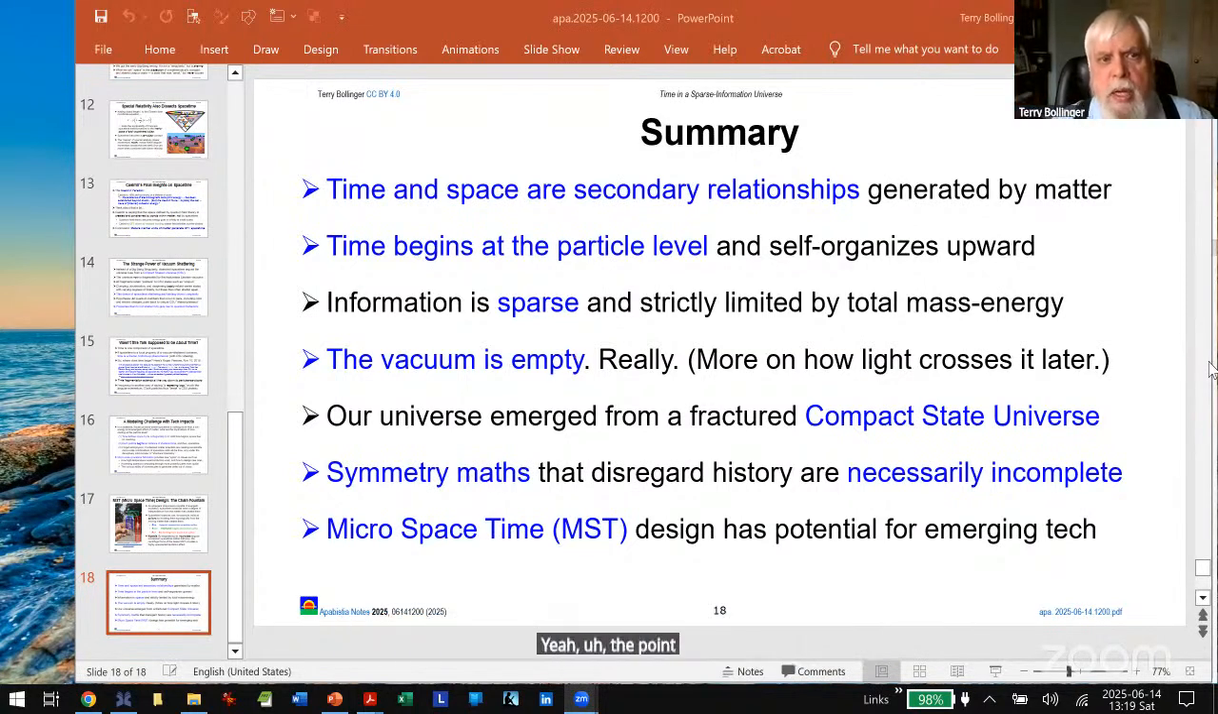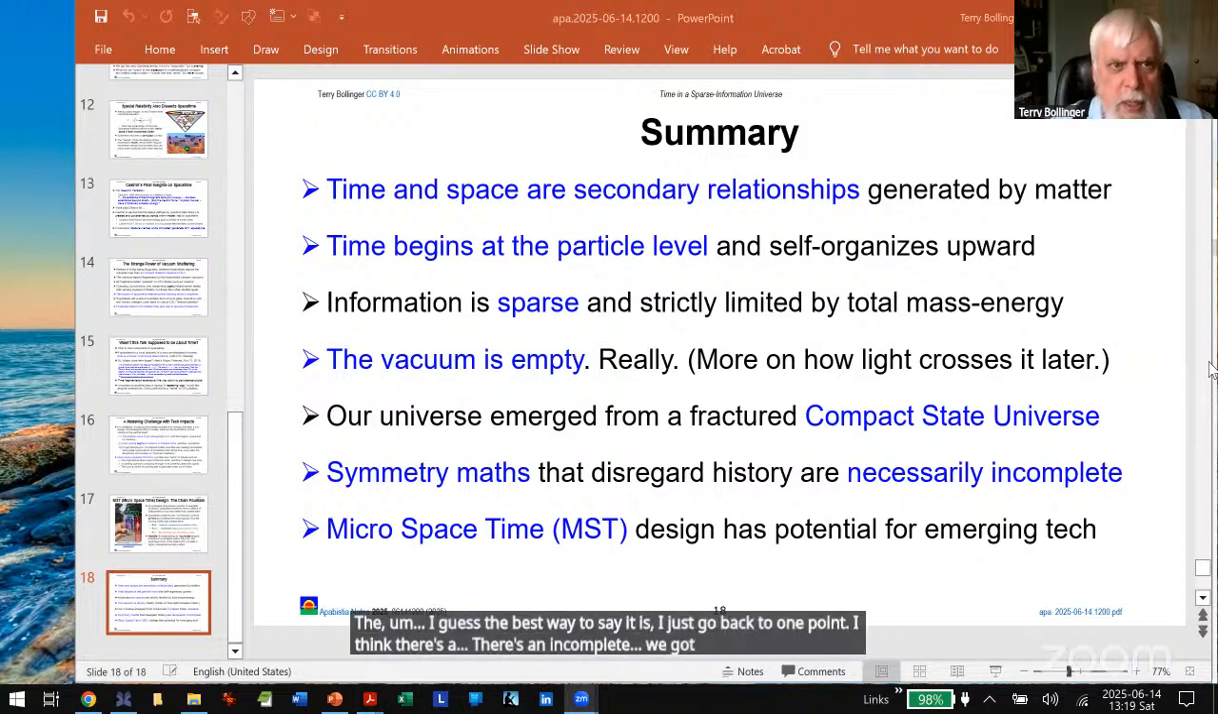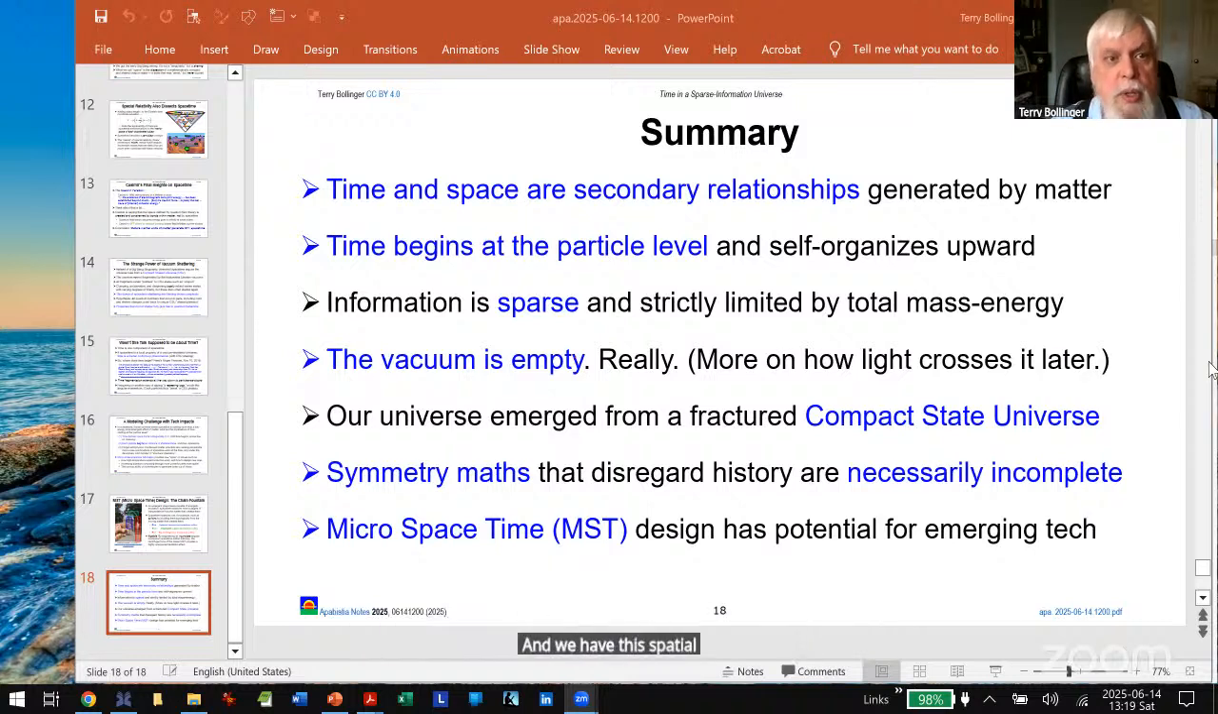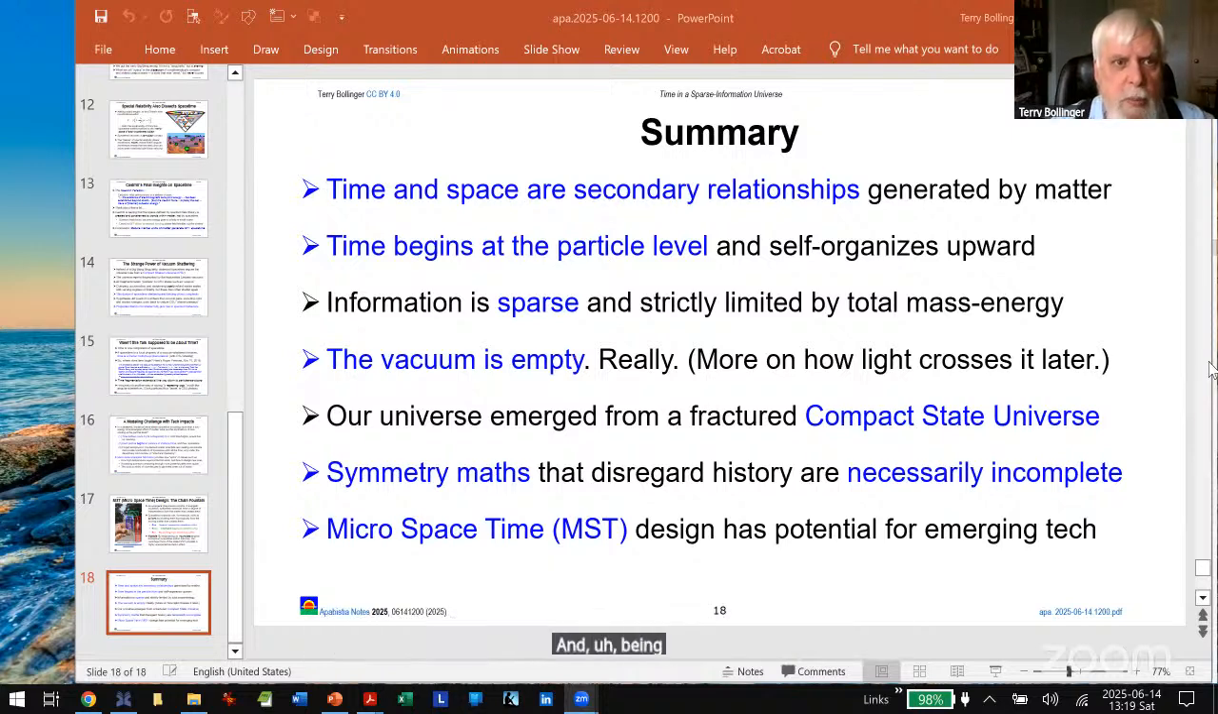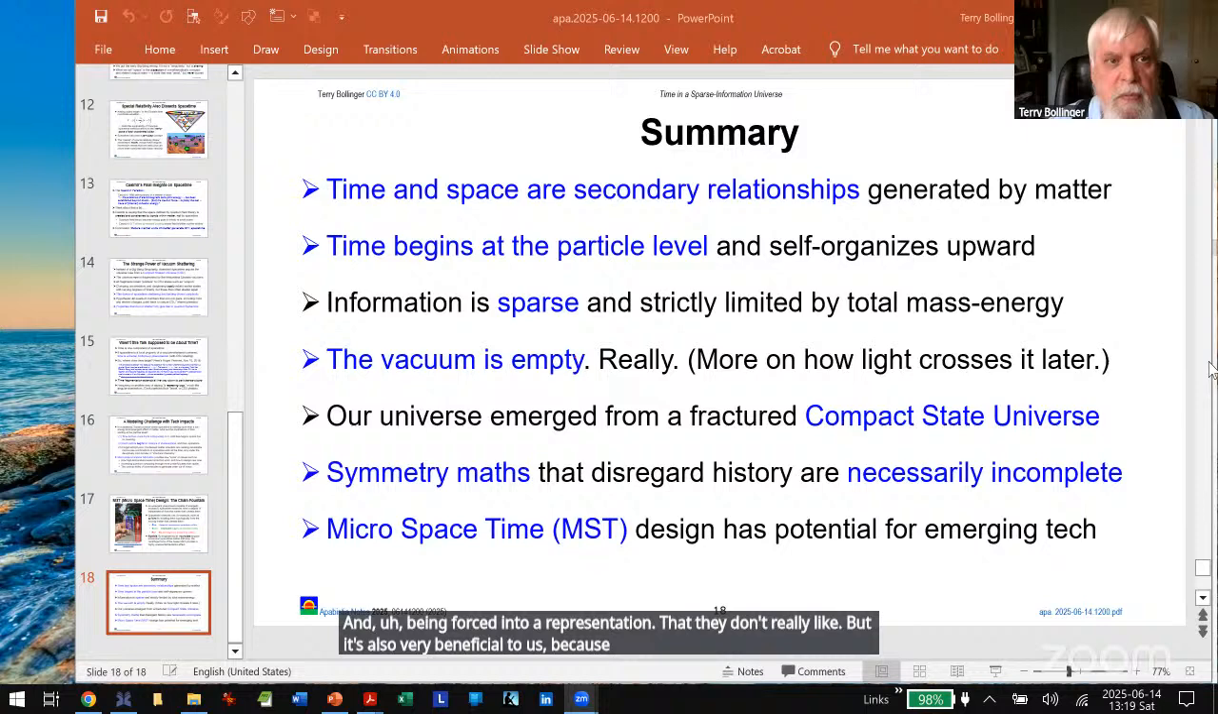The point about why the proton is so different from the positron, the best way to say it is, I would just go back to one point. We've got two universes going on here. We could say the CSU universe that doesn't follow our usual definitions, and we have this spatial universe. Protons, most of their innards are in the spatial universe, the one that we have. Electrons, most of their innards are in that other universe, and they're the more pristine version of it. So the quarks and the protons would be a broken symmetry in that sense, coming out of that and being forced into a representation that they don't really like. But it's also very beneficial to us, because that very violation, that breaking, is what allows atoms to exist.